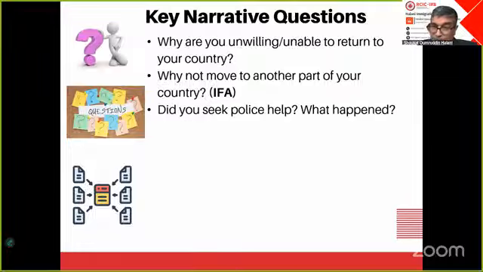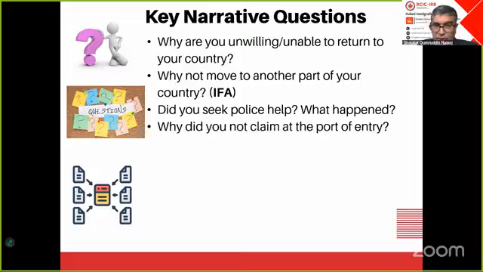Did you seek police help? You will have to mention that fact in your BOC form. And what happened? If police didn't support you, didn't lodge your complaint, then you will have to show all those evidences.